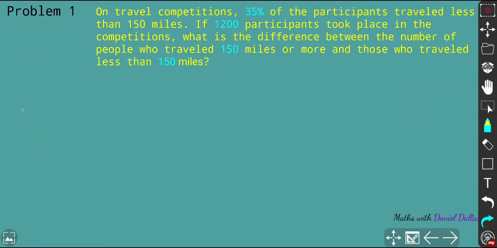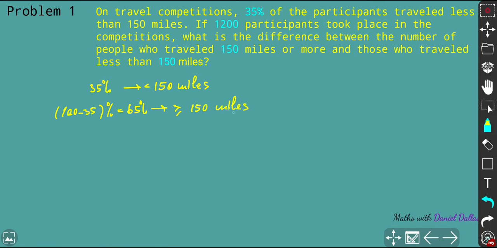Alright, so let's discuss problem 1. You have travel competitions and 35% of participants travel less than 150 miles. Alright, so that means 35% stands for those who travel less than 150 miles. Obviously, the rest, which is 100 minus 35, is going to be 65% for those participants who travel 150 miles or more. All right, so that's our boundary numbers.